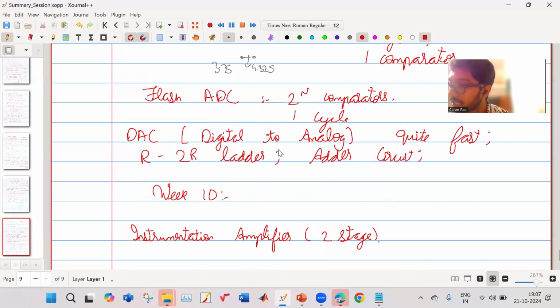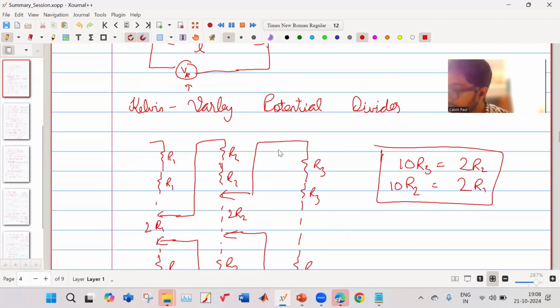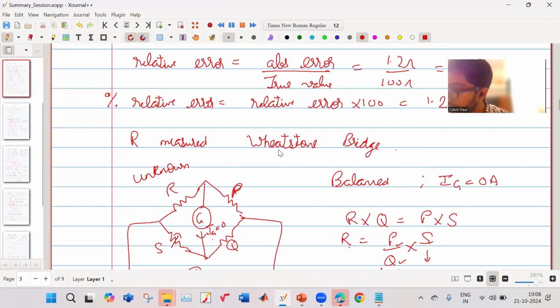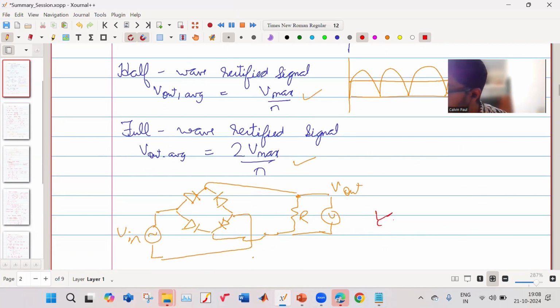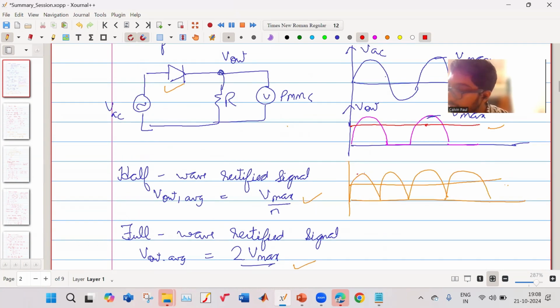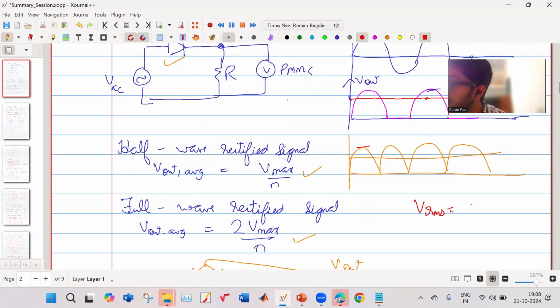Then another thing was taught by sir. We use what is known as these things, which rectify our signal, such that you can get a DC value, and from the DC value you can find out the average value. From the average value we can also find out the peak, and from the peak we can find out the RMS value, because VRMS is equal to V peak upon root 2, and this is only valid for a sine wave.